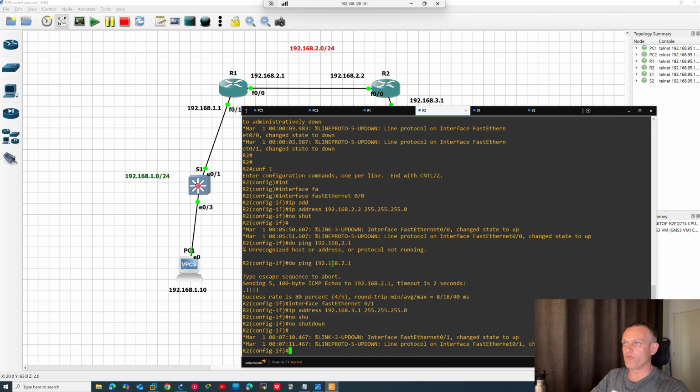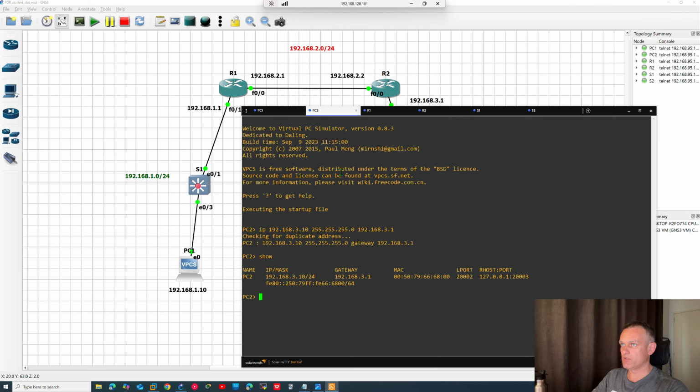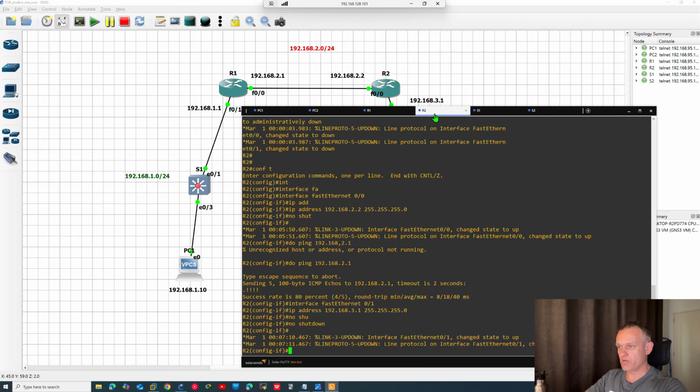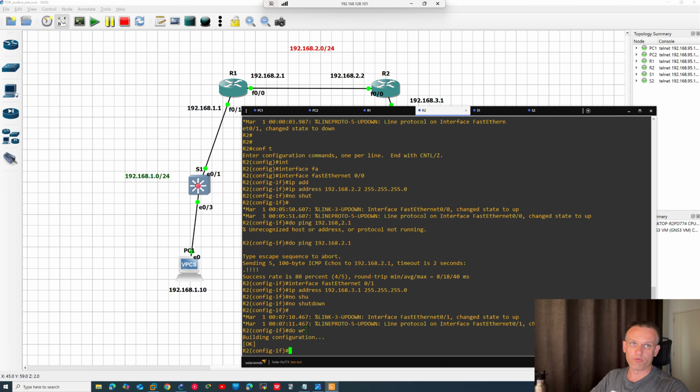And the next step is to configure PC2. PC2 we already configured. Okay, we should try to ping the default gateway. First, again timeout, and then we have this connection. On router 2, do write. Remember this command, do this every time, especially if you are preparing for the CCNA exam. Every time you have to write this. Then we have connection between all of these nodes right now, configured.